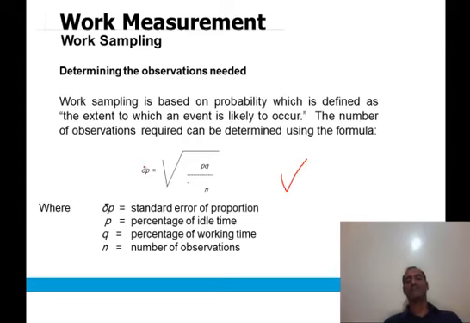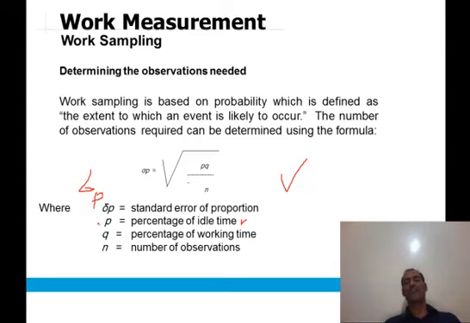Sigma subscript p, where subscript p equals the square root of p times q over n. Sigma p is the standard error of proportion. P is the percentage of idle time, and q is the percentage of running time. They are mutual numbers.